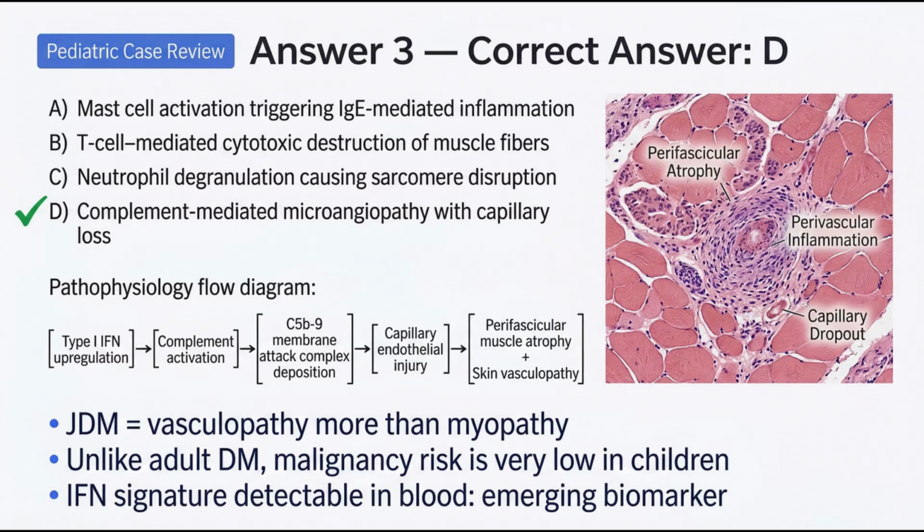Juvenile dermatomyositis is fundamentally a vasculopathy more than a primary myopathy. The pathophysiological sequence begins with upregulation of type 1 interferons, which activate the complement cascade. Complement activation leads to deposition of the C5b-9 membrane attack complex on capillary endothelium. This causes capillary endothelial injury and progressive capillary dropout, resulting in parafascicular muscle atrophy and skin vasculopathy. On muscle biopsy, the hallmark findings are parafascicular atrophy, paravascular inflammation with CD4 positive T cells, B cells, and plasmacytoid dendritic cells, and capillary loss. Unlike adult dermatomyositis, malignancy risk in juvenile dermatomyositis is very low.